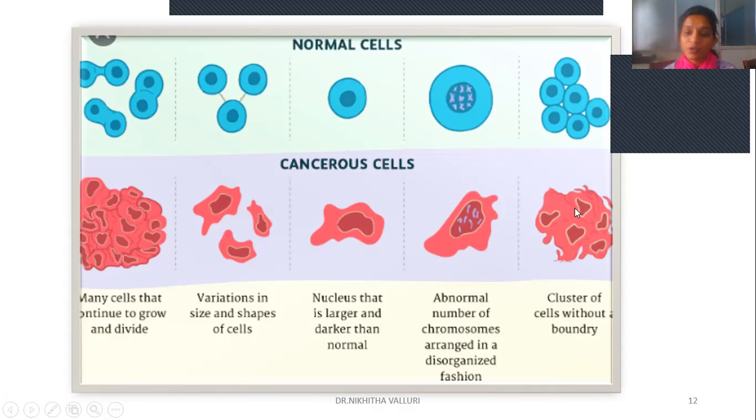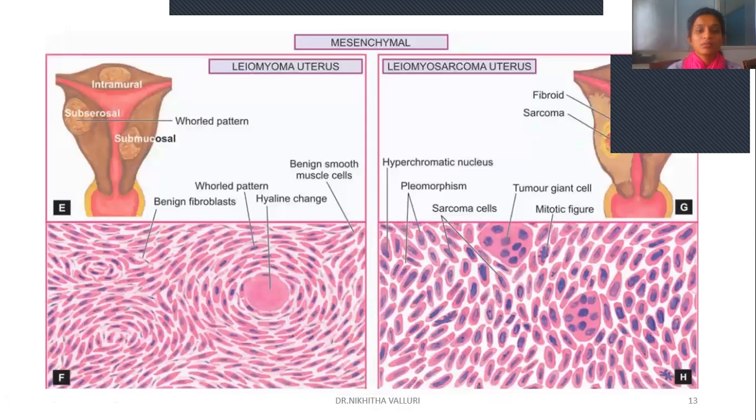Here there is no boundary between each cell. So this was the boundary of each cell, but that kind of boundaries cannot be seen here. There is no clear boundary between the cells, forming a tissue-like appearance. So these were certain pictures showing these myomas.